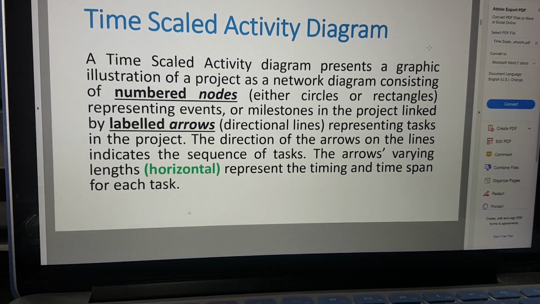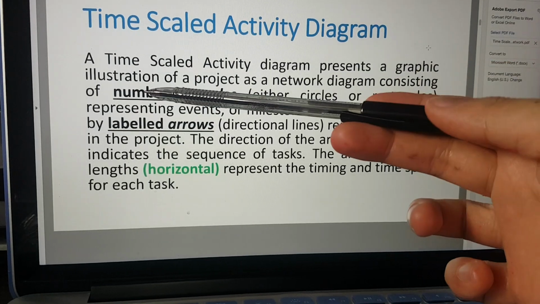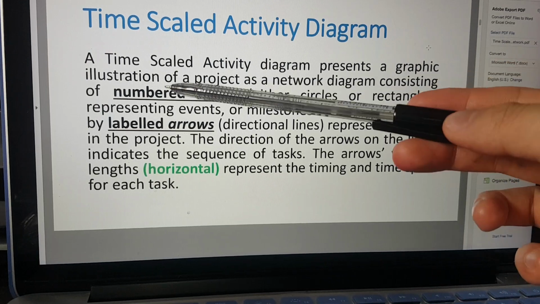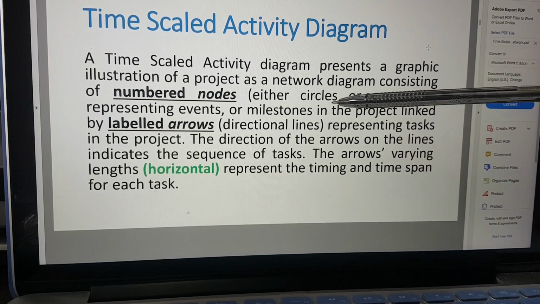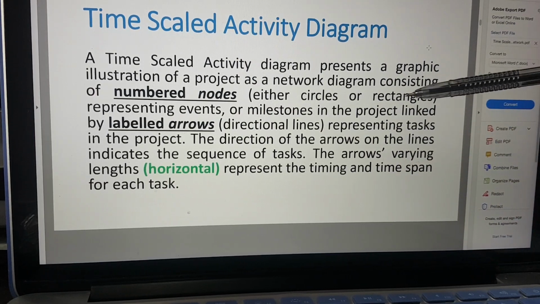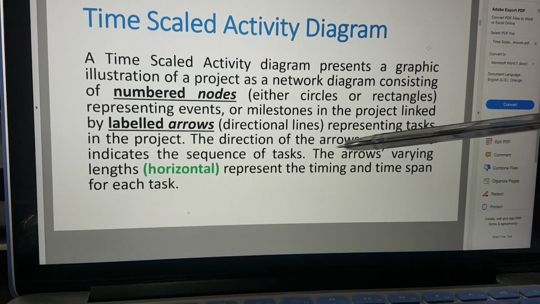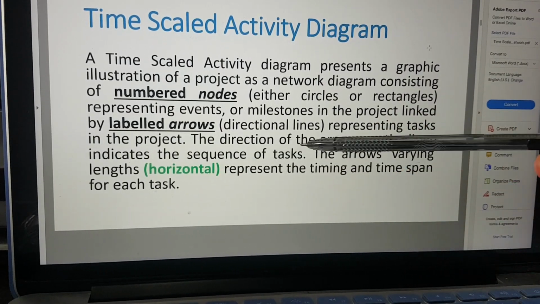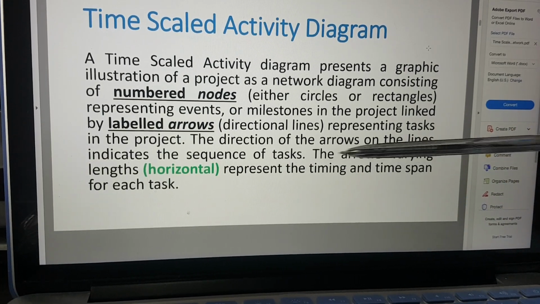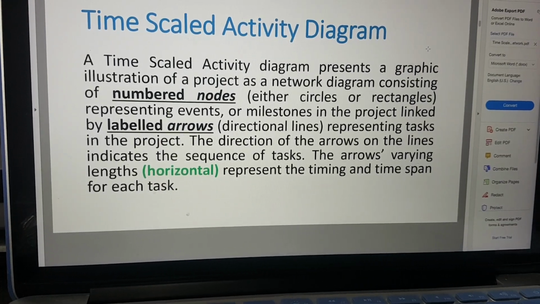By definition, a time scaled activity diagram presents a graphic illustration of a project as a network diagram consisting of a number of nodes, either in circles or rectangles, representing events or milestones in the project, linked by labeled arrows. It is directional, by the way. The arrows represent tasks in the project. The direction of the arrows on the lines indicates the sequence of tasks. The arrows' varying length represents the timing and the time span for each task.